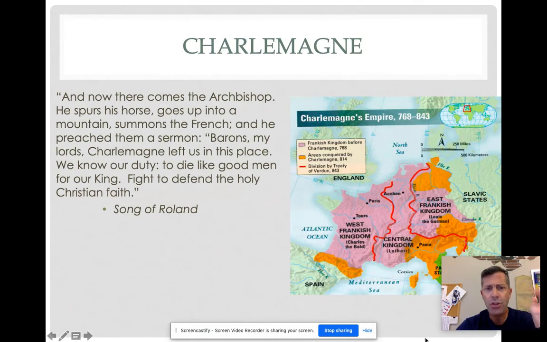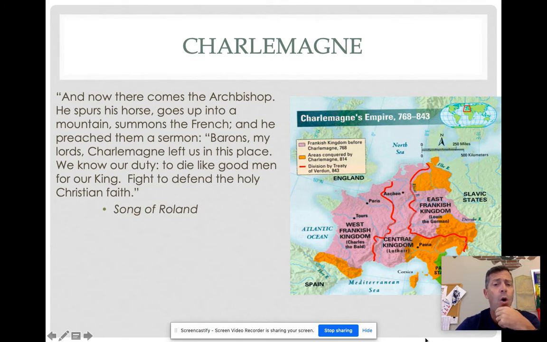So Charlemagne, shown here in the map and shown here in the Song of Roland, is an anomaly for the time period, a Western European monarch that expands and centralizes. That's a rarity for the time period.